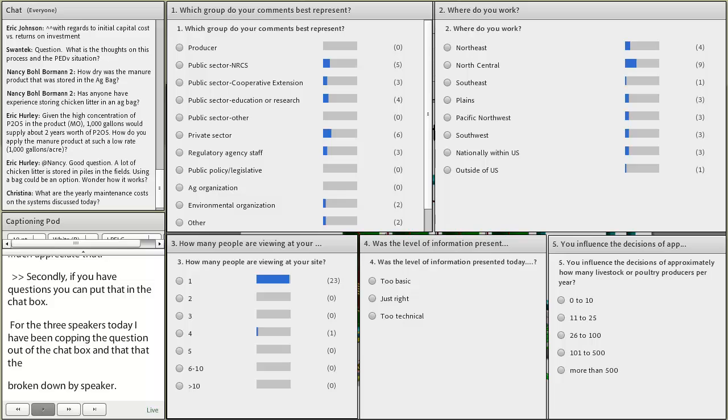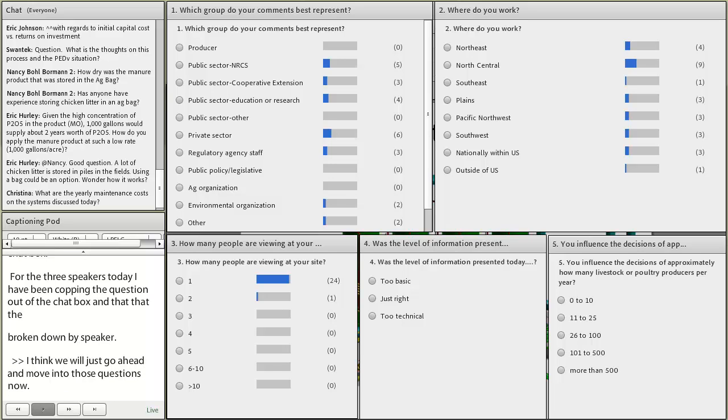The first one that just came in was, what are the yearly maintenance costs on the systems discussed today? So start with Sasha and work our way backwards.